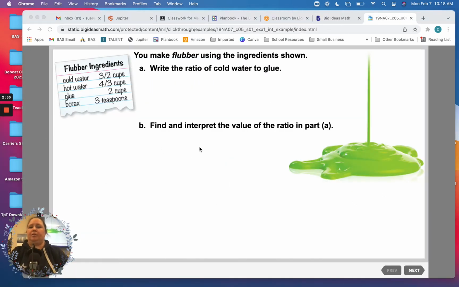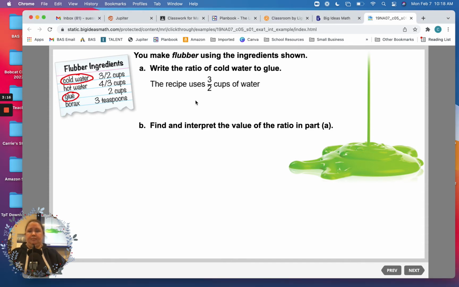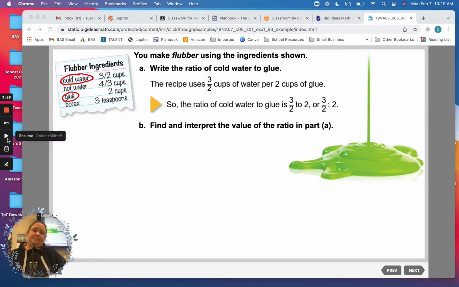Alright, so you make flubber using the ingredients shown. Look over here at this list on the left. 3/2 cups, 4/3 cups, 2 cups, and 3 teaspoons. We are going to write the ratio of cold water to glue. So how much cold water do we need? 3 halves. And how much glue do we need? 2 cups. So we're going to use 3 halves per 2 cups of glue. So the ratio can be written as 3 halves to 2, with the word to, or 3 halves colon 2. You can write it either way. Any questions on how you write that?